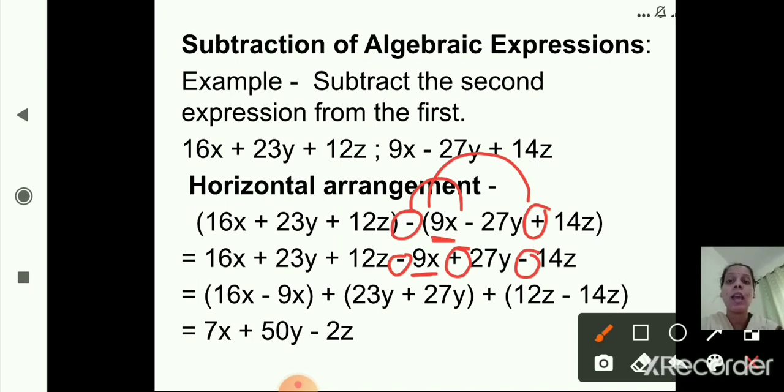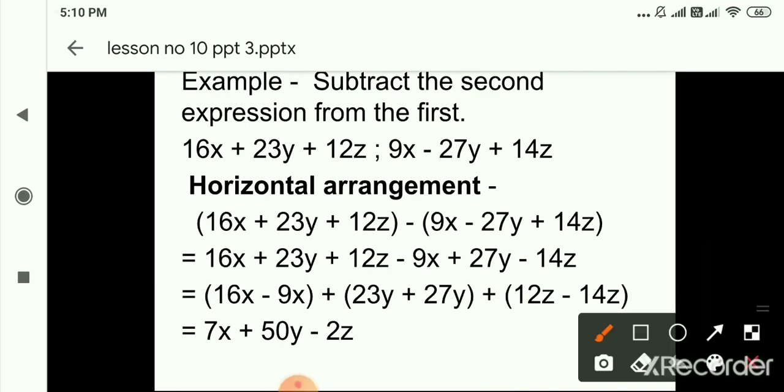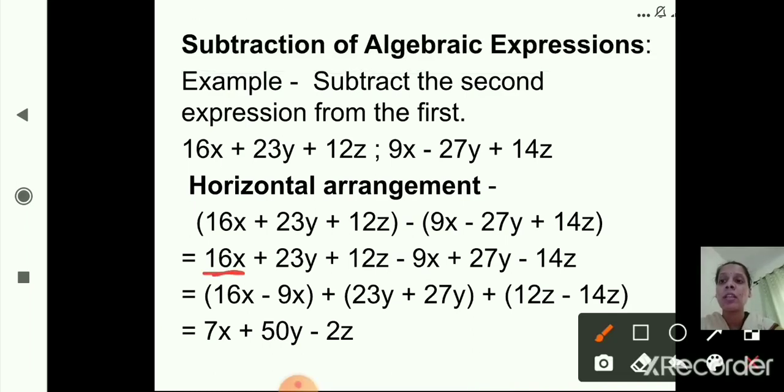As we are doing in addition, the next step is that we will write down the like terms together. Here also we will write down the like terms together in the bracket. So 16x, the like term for 16x is minus 9x, and while writing the like terms together you will write down those like terms with their signs. So 16x minus 9x.